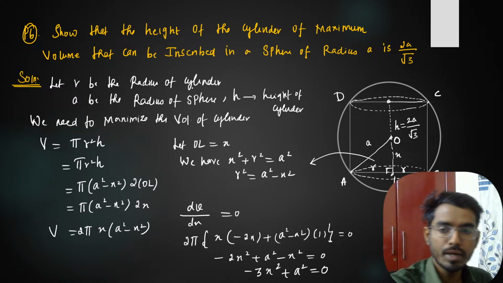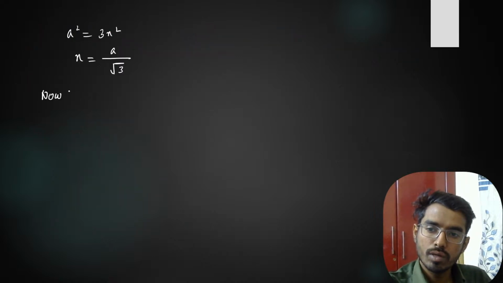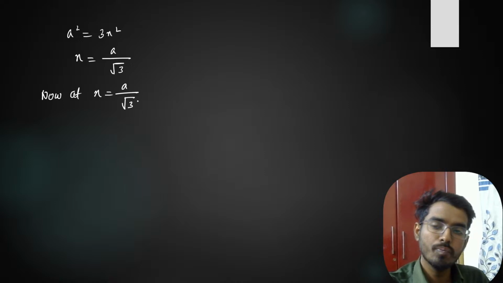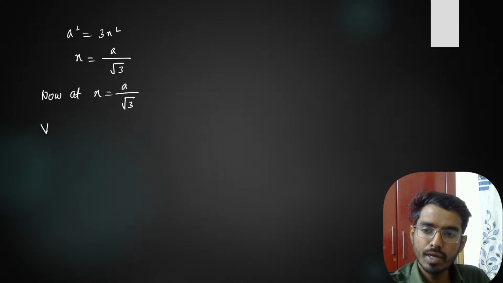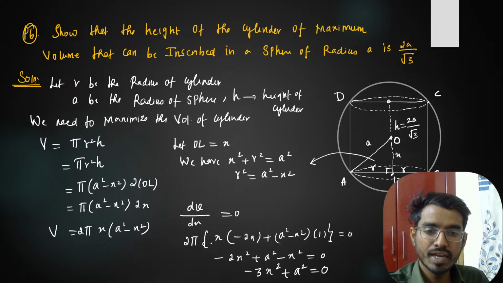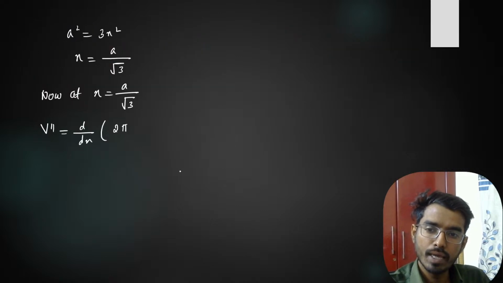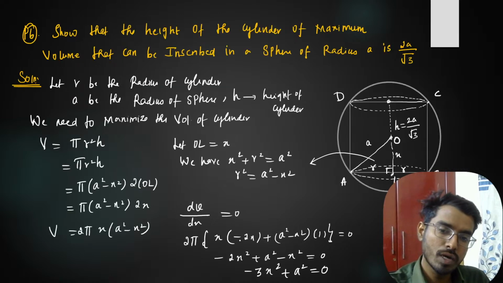So x equal to a by root 3 is our critical point. Now at x equal to a by root 3, we need to show this is our maximum. For that we will find v double dash, so d by dx of v dash. What is v dash? 2 pi, and this is minus 2x square.